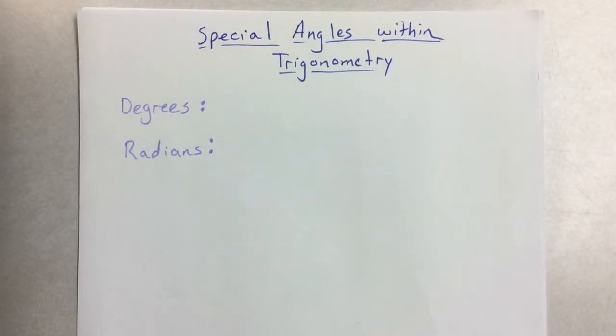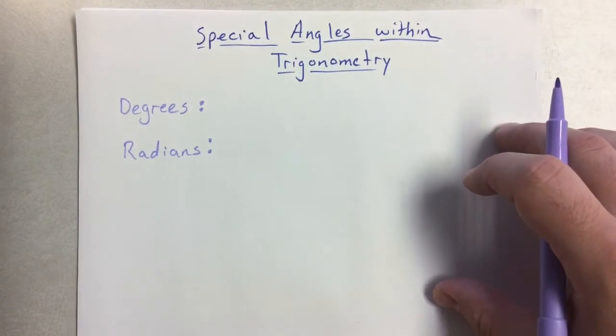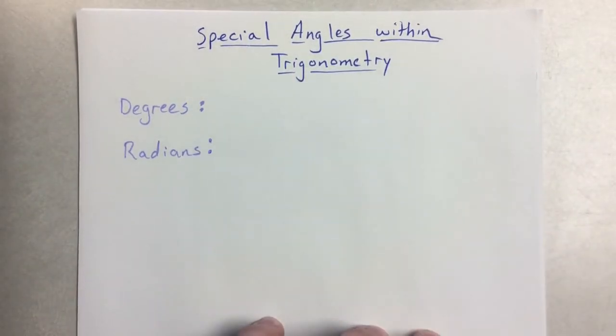Hey guys, I wanted to get on here real quick and make a video about the special angles within trigonometry. We've seen this before, and I showed you in a previous video how we can use our hands to memorize the trig ratios, their values at certain angle measures. I just wanted to share another way of memorizing, knowing the trigonometric ratios at those values. So first of all, what those angle measures are.